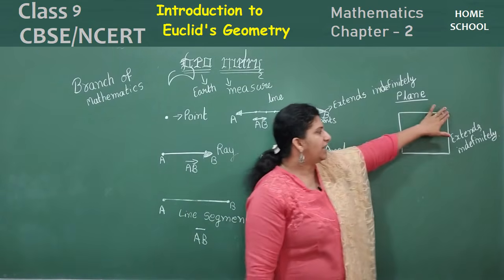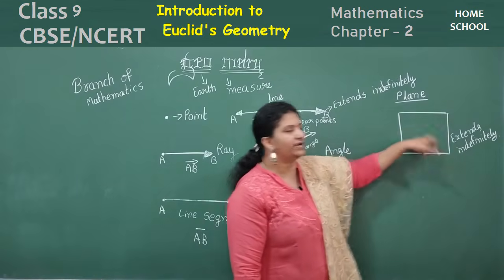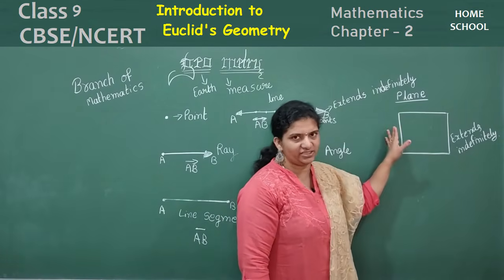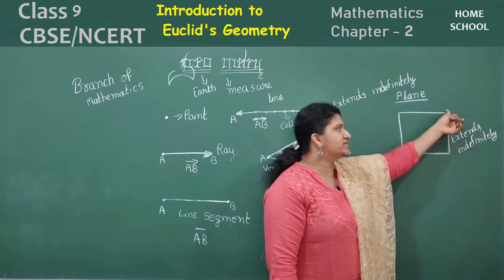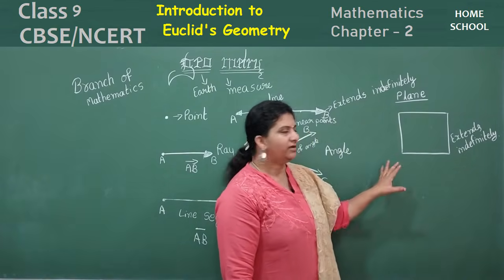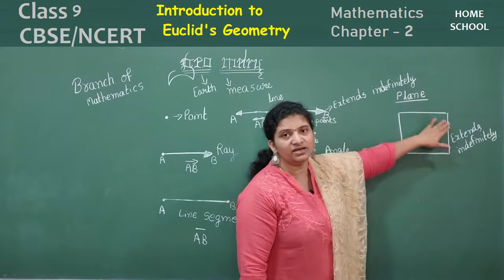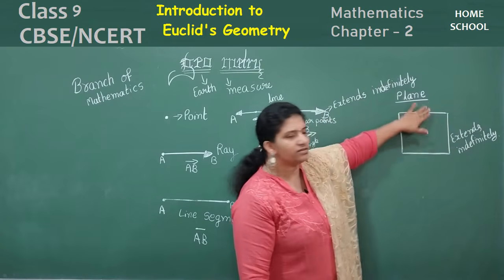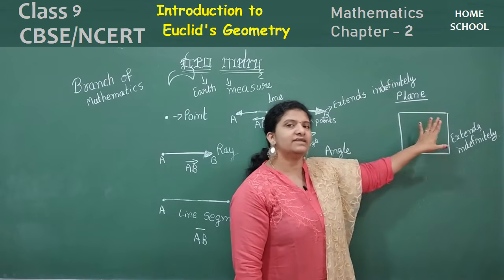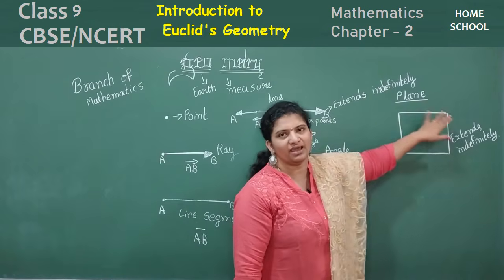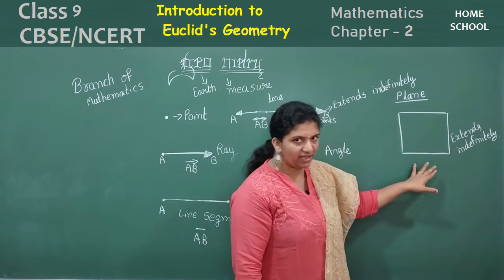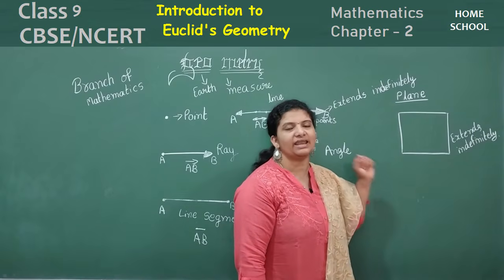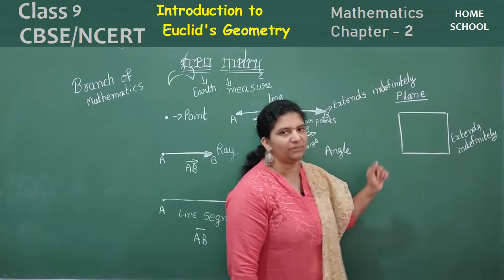These lines we call edges. This plane has 4 edges and 4 vertices, you can say, right? So this is called the surface. Okay, what is this here, children? This is a surface. That surface we call an area. Right? This is a plane figure having 2 dimensions, and this plane can extend indefinitely.